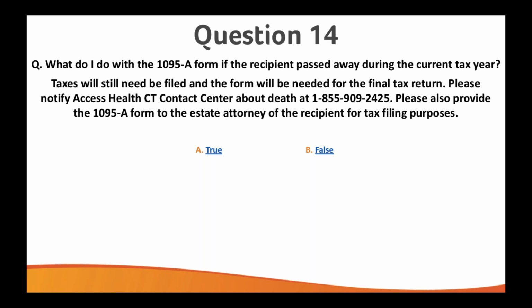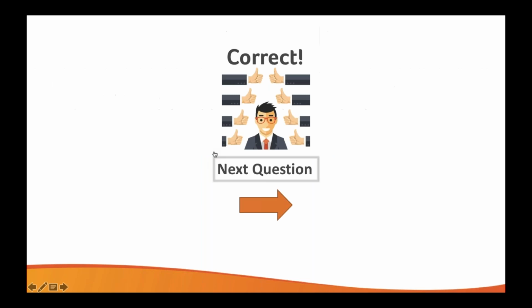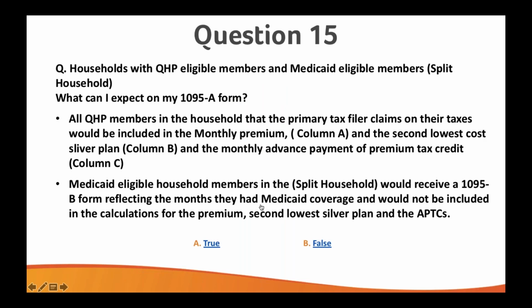What do I do if they passed away during the current tax year? I see an A, true. It is true. So you want to make sure that if that person passed in that year, that you still get the 1095 information, and whoever is in charge of that individual who passed away should be making sure that the form gets filed with the tax returns they needed to do for that prior year. That's correct. Question number 15.